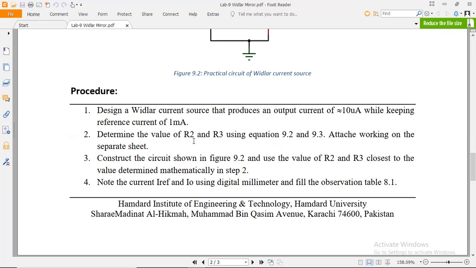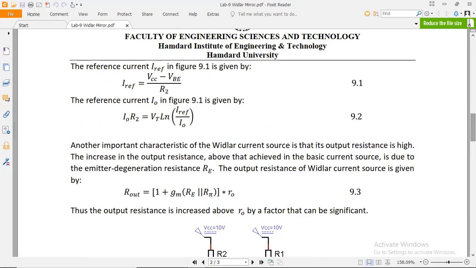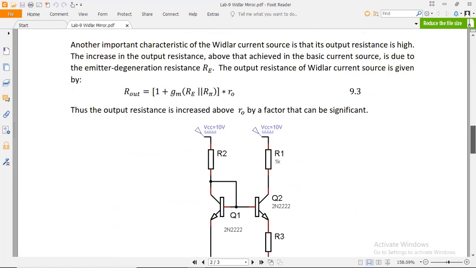Determine the values of R2 and R3 using equations 9.2 and 9.3. The equations 9.2 and 9.3 are here. By this you can get the output resistances. Construct the circuit as shown in figure 9.2, which is here.